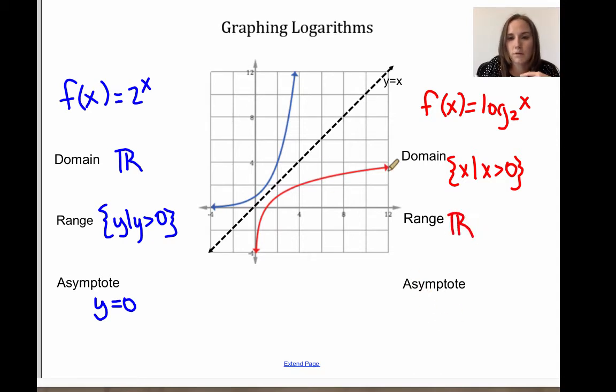And the asymptote now, follow this line right here, this curve. Follow this curve, and it gets really, really close. The asymptote is your y-axis.